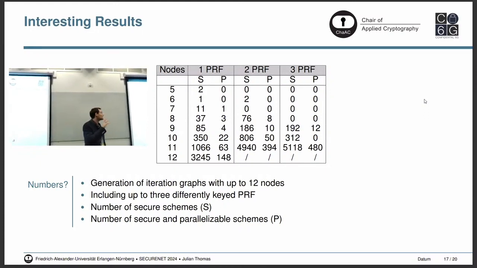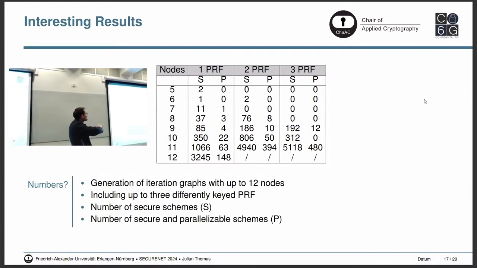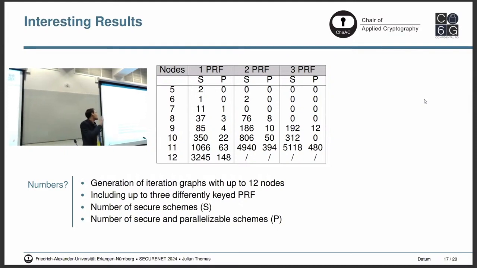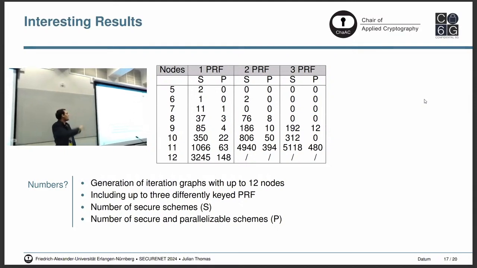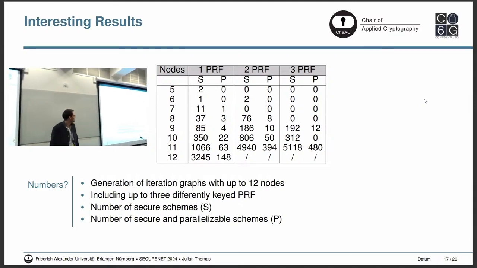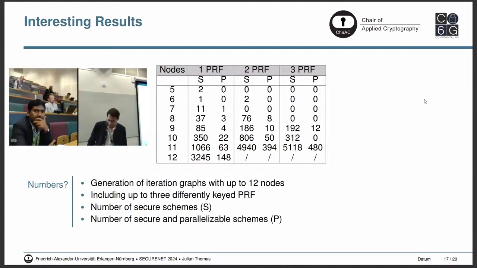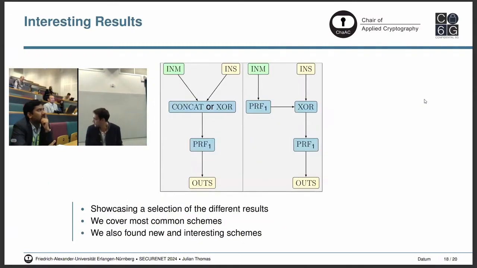graphs we created, secure graphs, are on the left. And on the right we also considered which of those are parallelizable. So those you can see on the right for each column. Exactly, it was quite a lot.